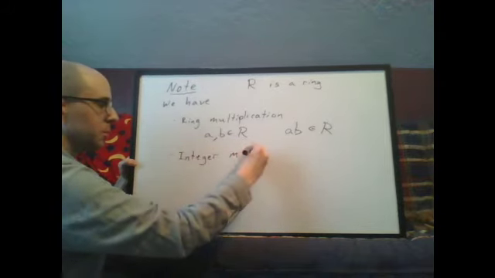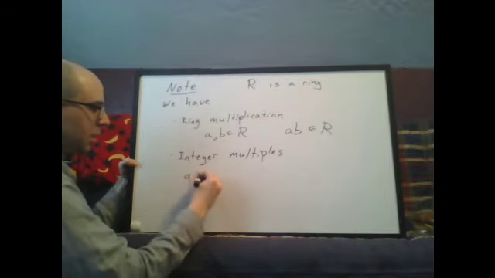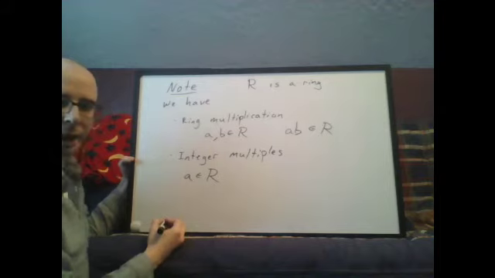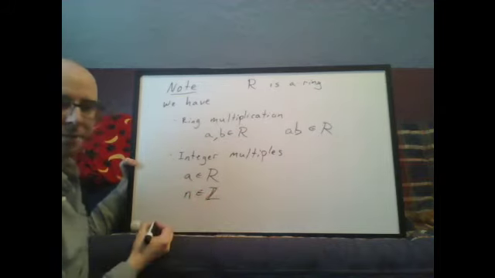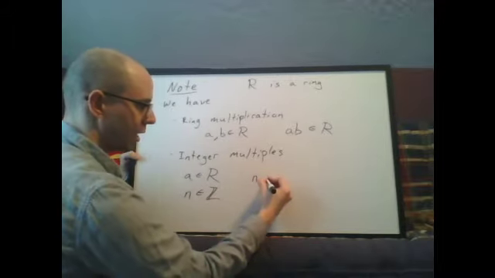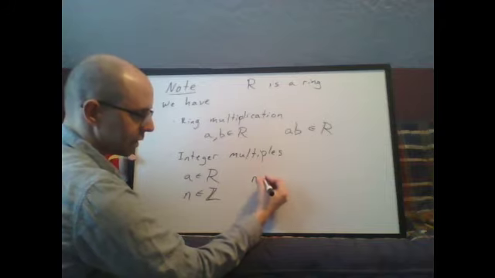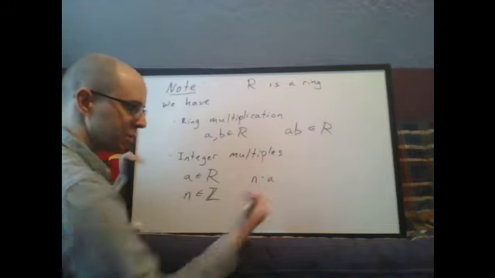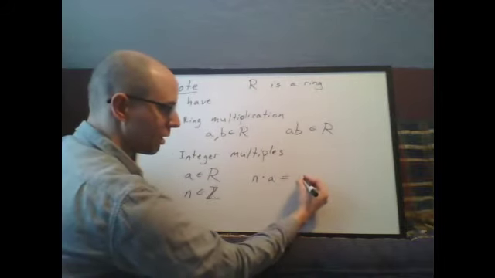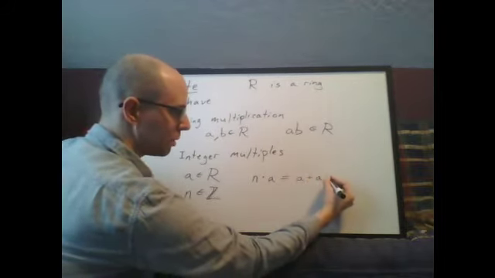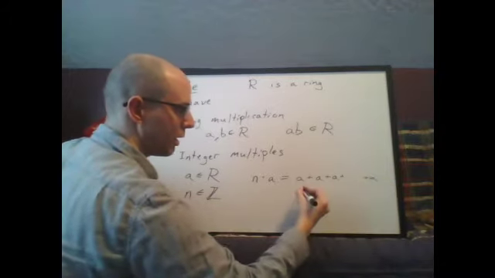integer multiples, which means I have a ring element A and an integer n, and it makes sense to say what is n times A, and this is where I disagree with the book. The book likes a dot in this situation. N times A means A plus A plus A, n times.